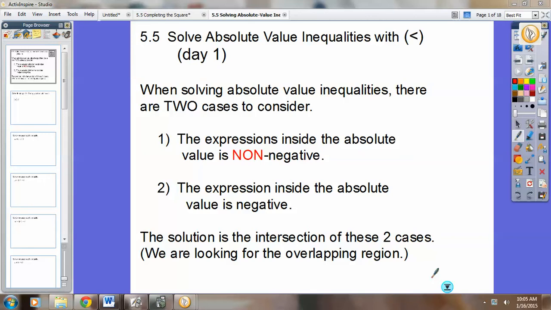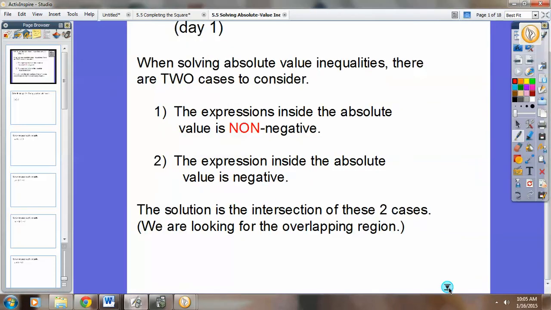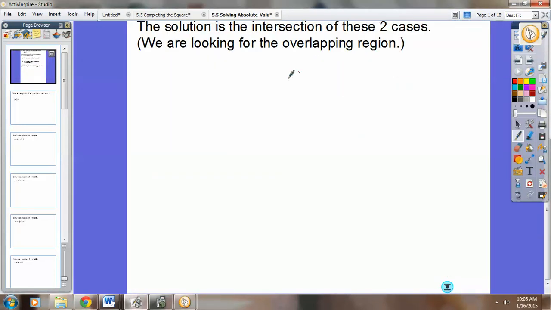Today, all of the problems are going to be "and." And there's an easy way for you to tell that these are all "and." Well, no, actually, it won't say anything today. It won't say "and" or "or." But they're all going to have this symbol. What symbol is that? Less than.